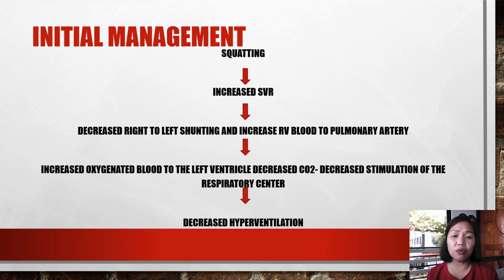When faced with a patient with a TET spell, the first measure is to let the patient assume a knee-chest or squatting position. This will increase systemic vascular resistance due to the kinking of major arterial circulation. When the systemic vascular resistance exceeds pulmonary vascular resistance, there is decreased right to left shunting and increased flow to the pulmonary artery. Increased oxygenated blood to the left ventricle decreases carbon dioxide, thus decreasing stimulation of the respiratory center, resulting in decrease in hyperventilation.